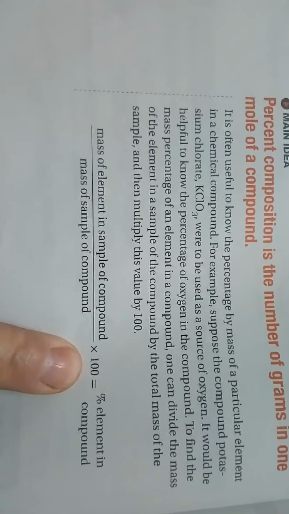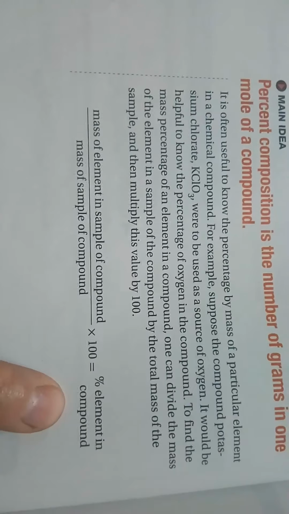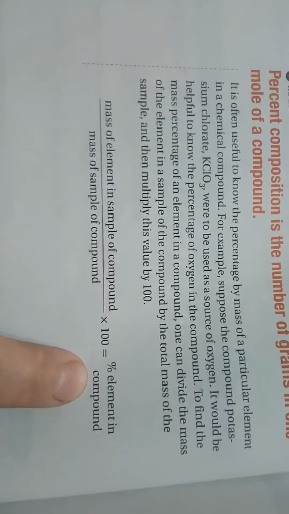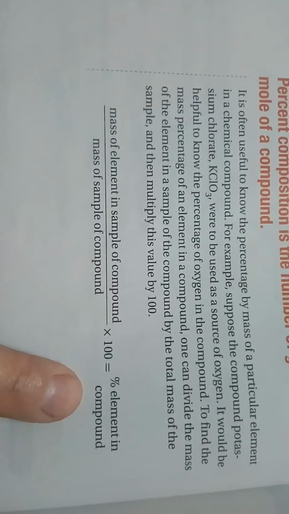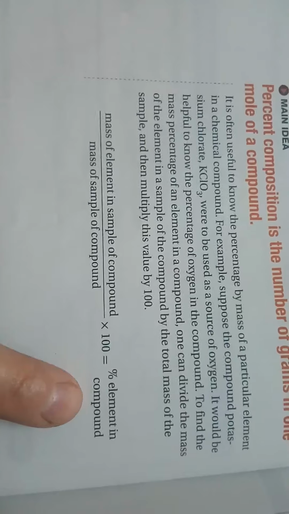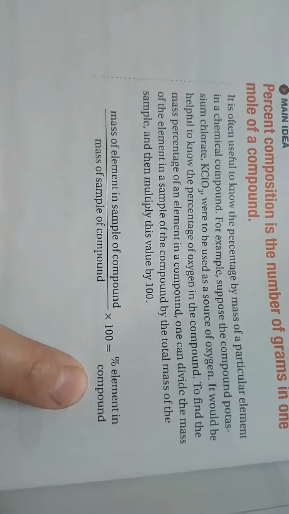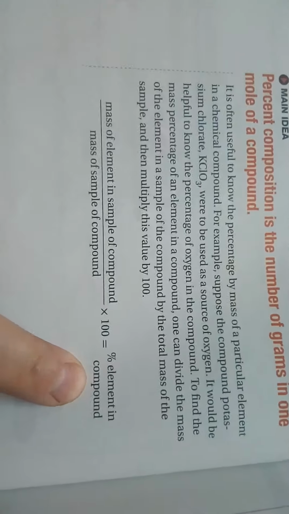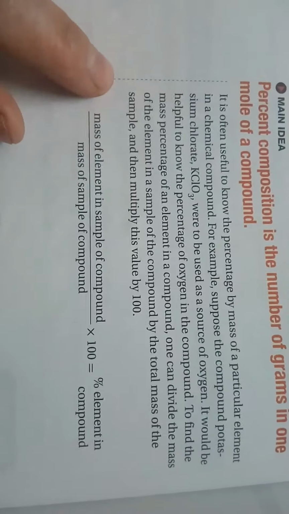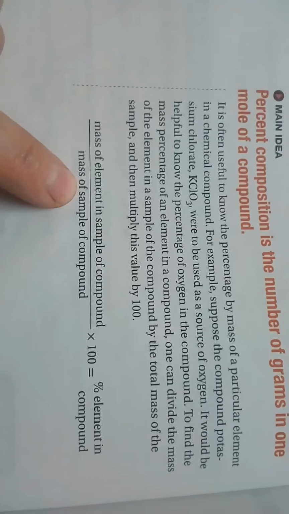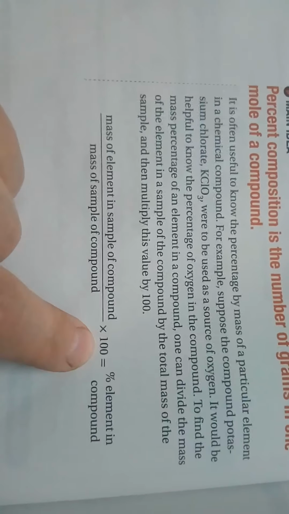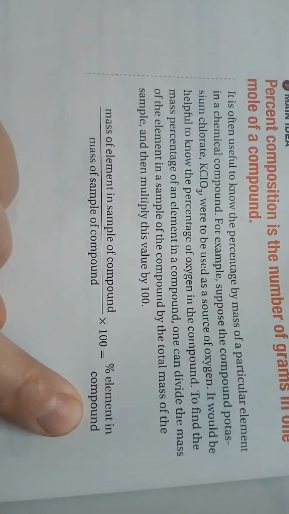So what does that mean? This is actually one of two formulas, and I'm going to show you the second one after we explain this one. Let's say we have a compound, water, H2O. If you're given the grams of hydrogen and the grams of water, just divide those by each other and multiply by 100, and you get the percentage of that element in that compound.